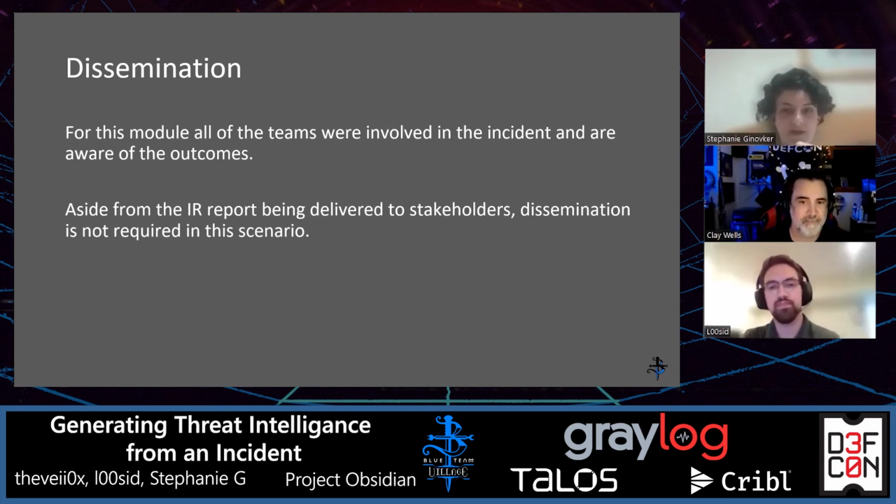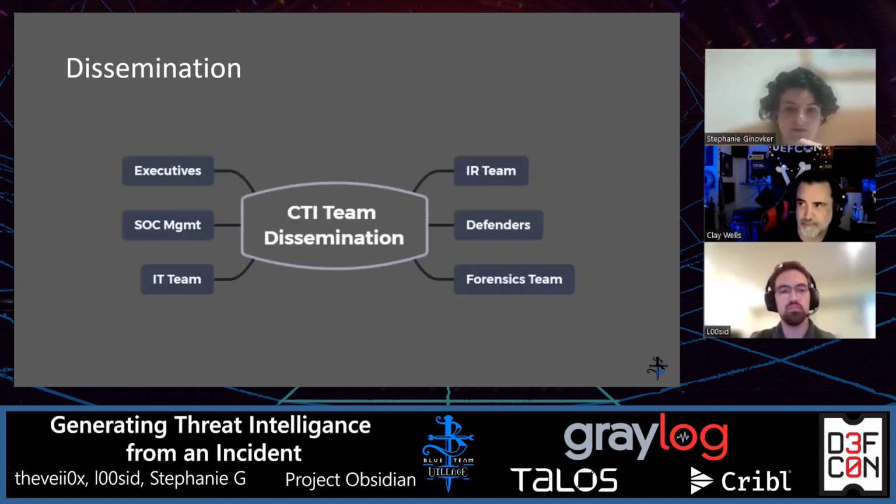In another scenario, if there was a team that wasn't involved and was not a stakeholder, you might want to think about how to distribute the information to them and what they need to know about the incident. So next, here's just an overview again of the stakeholders in this specific incident. In this specific kill chain, we had the executives, management, IT team, and then members of our SOC on the right.